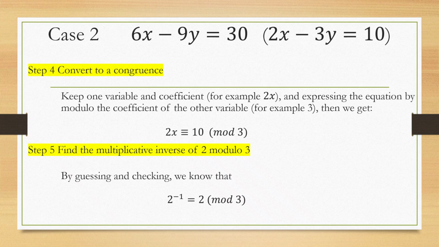So step 4 would be to convert this to a congruence. Take a look at 2x minus 3y is equal to 10. Since minus 3y is already a multiple of 3, we can rewrite this as 2x is congruent to 10 modulo 3. That means 2x when divided by 3 gives us the same remainder as when 10 is divided by 3. And now step 5 would be to find the multiplicative inverse of 2 modulo 3. By guessing and checking, we know that the inverse of 2 is equal to 2 modulo 3.